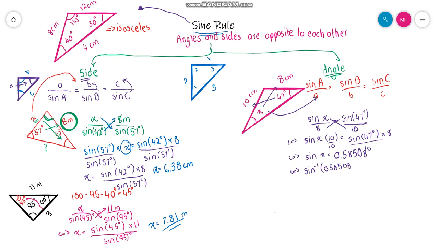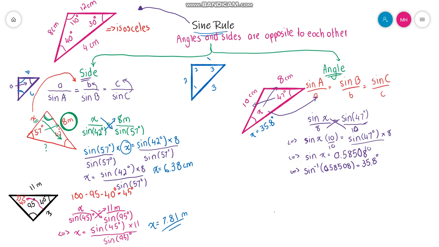So then we're going to put this value in the inverse of sine, which is 0.58502. When you put that in your calculator, it will equal 35.8 degrees, which is rounded to 3 significant figures. So therefore x is equal to 35.8 degrees.